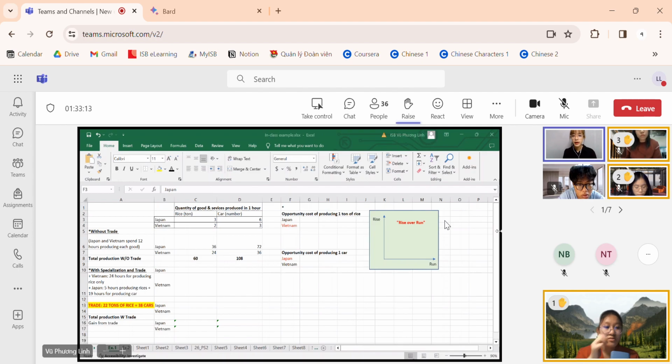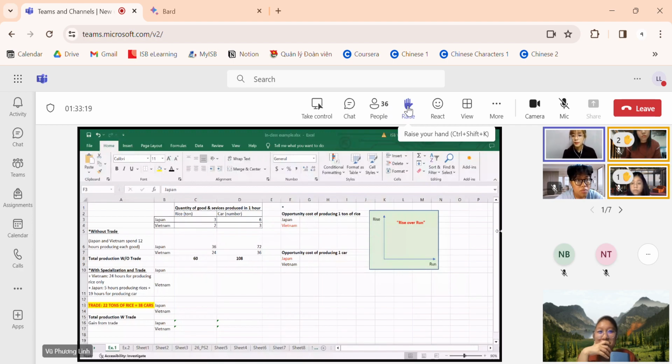I see 3 hands raising here. I think it's just all about the old face. Okay, Nghi and Thu, and all right, so maybe I will call Thu. Yes, so Thu.